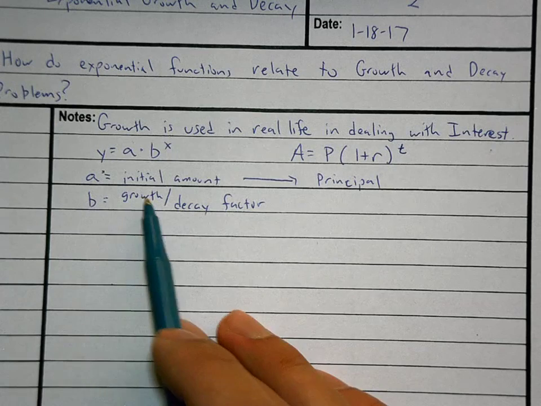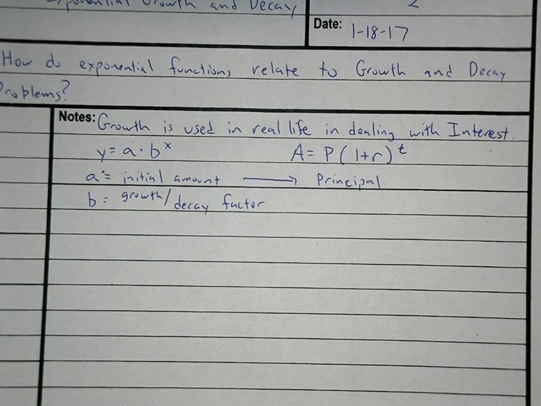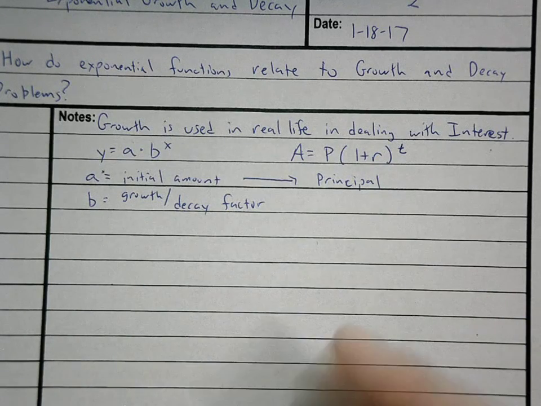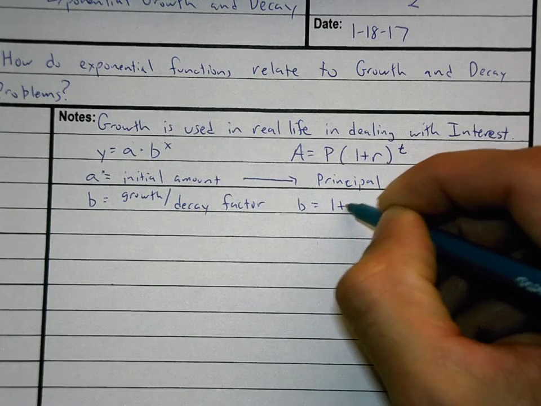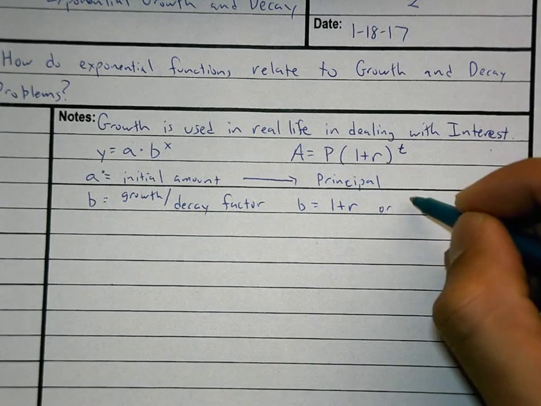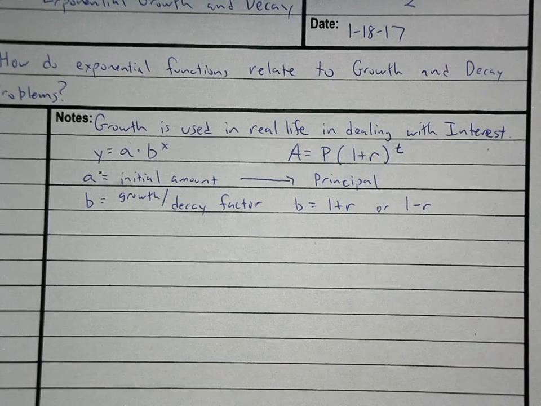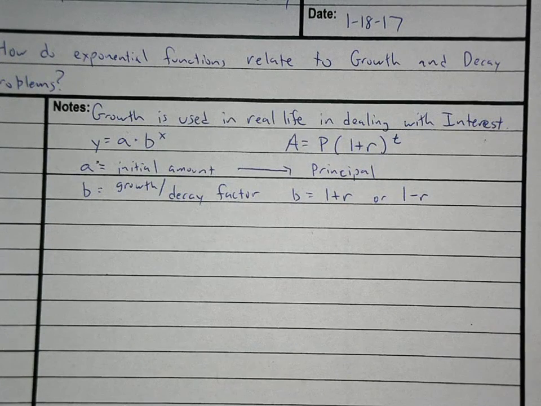B, on the other hand, is your growth or decay factor. How much is it growing by? Is it doubling? Is it tripling? Is it going down? Are you doing half-lives in science class? That's decay, and so on. The B in this formula is the same thing as 1 plus your rate or 1 minus your rate. I'll talk about the differences of those two things as we go forward. I want to give you a real life example before we do what's on the worksheet, because I feel it's more important to understand how you're going to see this someday.